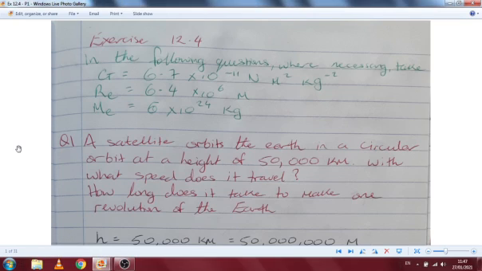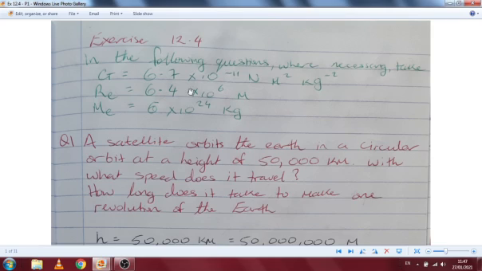We're going to now look at the questions in exercise 12.4. So we got this information given at the top. In the following questions, where necessary, take G, the universal gravitational constant, to be 6.7 by 10 to the minus 11 newton meters squared per kilogram squared. The radius of the Earth is 6.4 by 10 to the 6 meters. So again, that's the distance from the center of the Earth to a point on the surface of the Earth.